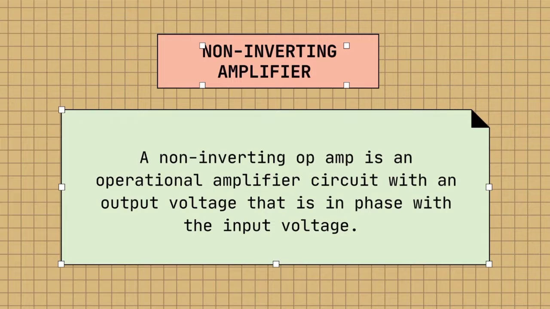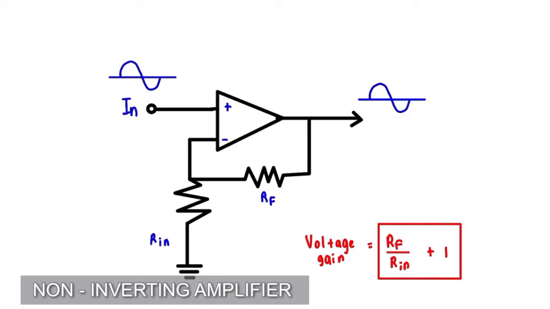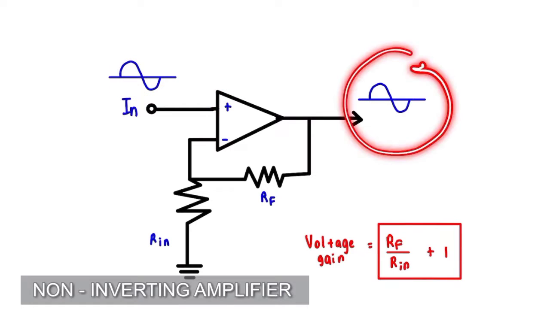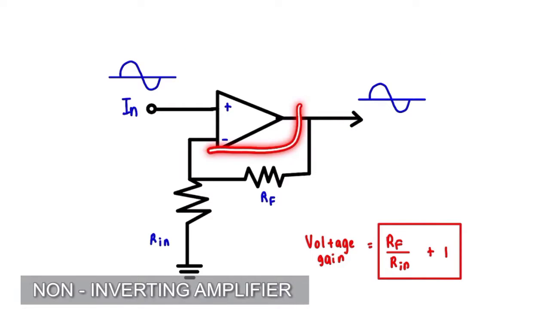On the other hand, a non-inverting amplifier is an operational amplifier circuit with an output voltage that is in phase with the input voltage. For the non-inverting amplifier circuit, the input signal is applied to the positive terminal because it is a non-inverting amplifier. So the output signal will be the same phase as the input signal. The feedback resistor is also the same as in the inverting amplifier. It is between the negative terminal and the output.